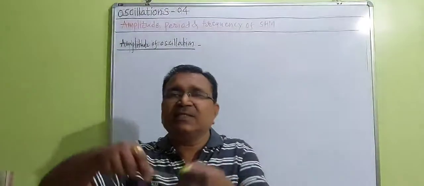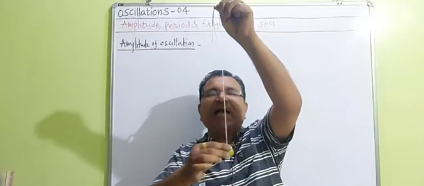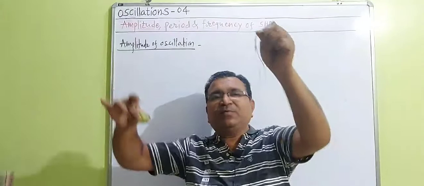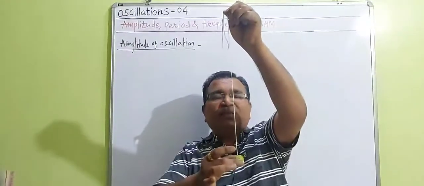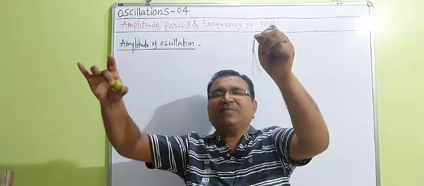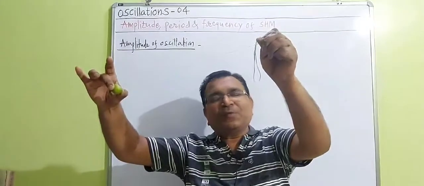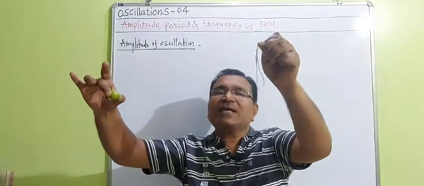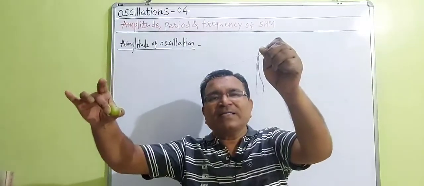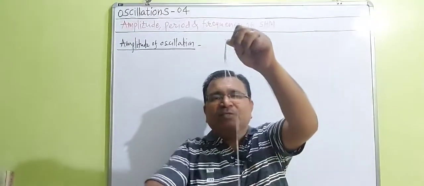Let us see here. Suppose this is a simple pendulum and the pendulum is at the mean position. Then this is the maximum displacement from the mean position. We know the displacement is always measured from the mean position. This maximum displacement of the particle from its mean position, we call it amplitude of oscillation. Amplitude may be plus A or minus A. Here is also the maximum displacement from the mean position.